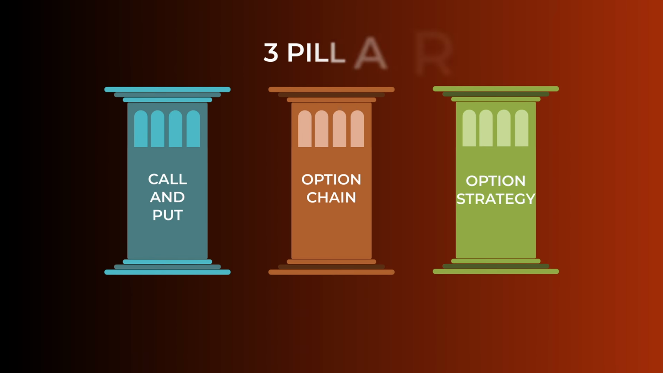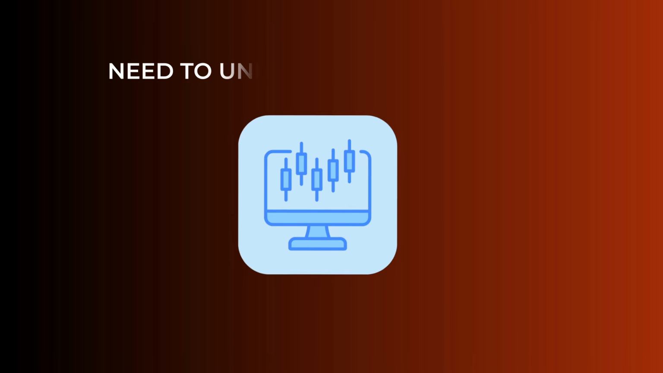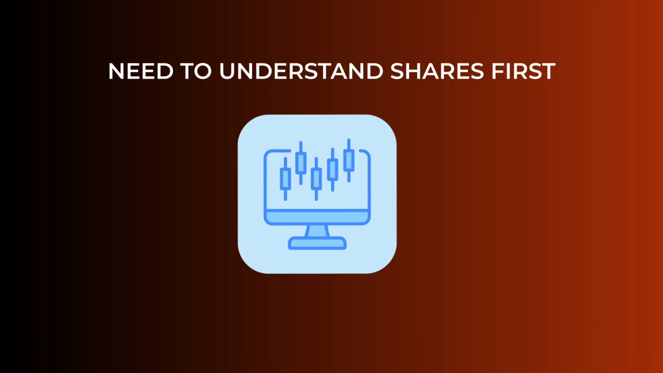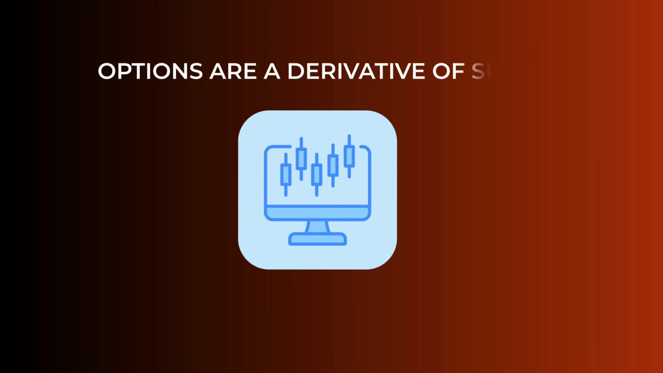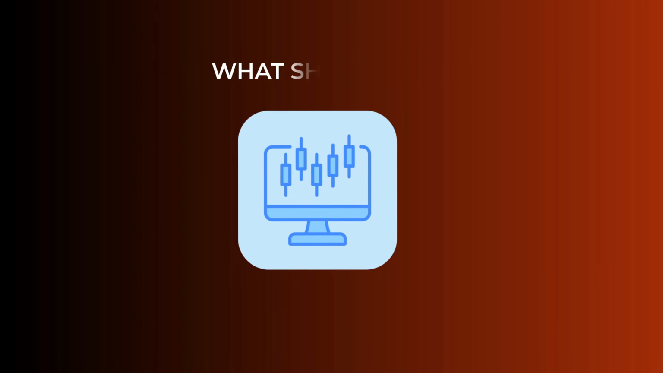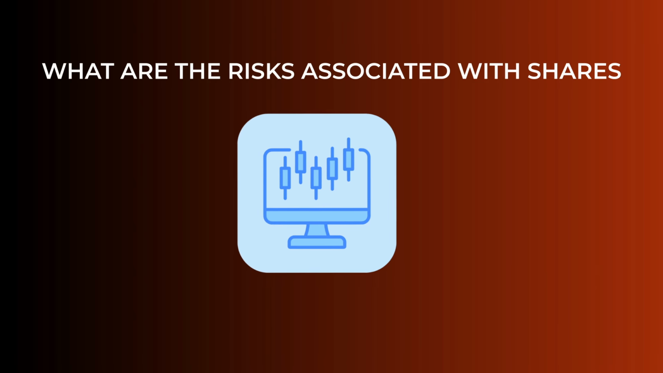Let's discuss the basics of options, what we call pillar 3, and that's the basics of option strategies through the lens of the collar strategy. Now, when you are dealing with options, you probably want to understand shares first, because that's the basics of options, because options are a derivative of shares. You have to understand the shares, and that's pretty simple for most of us to understand, if not all of us, what shares are and what the risks associated with shares are.